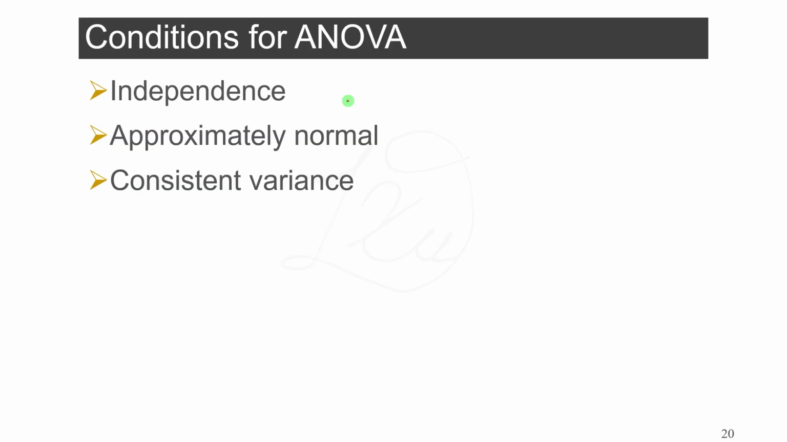There are 3 conditions that we must check on the data before performing ANOVA analysis. The first one is that all the observations should be independent. The second one is that the data within each group should be approximately normal. And the last one is that the variability across the groups should be about equal.